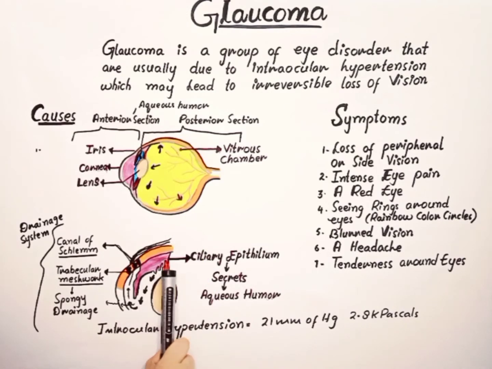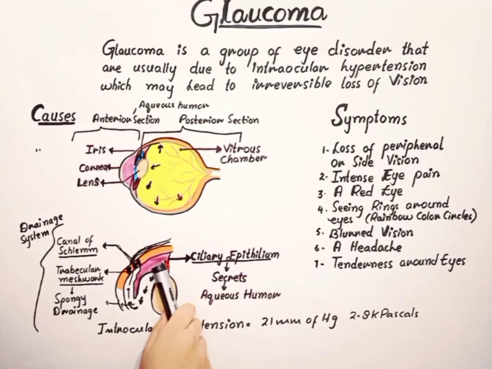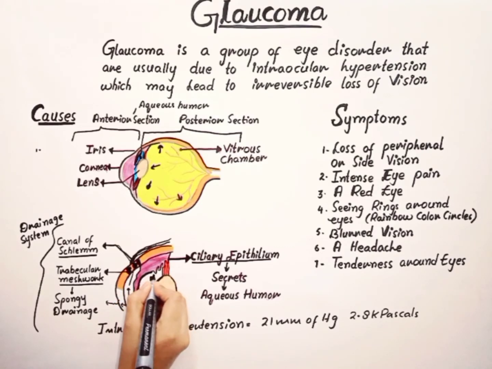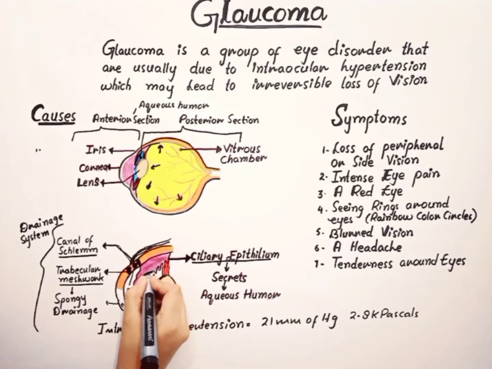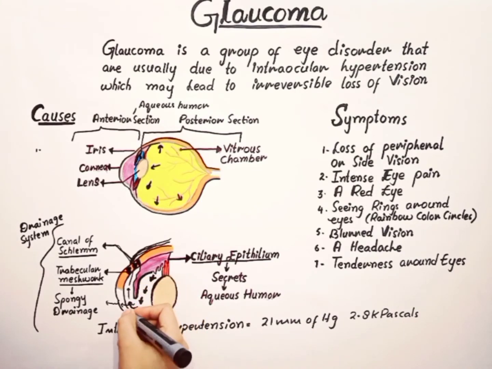Aqueous humor is actually a watery fluid secreted by the ciliary epithelium. Aqueous humor is produced in the posterior chamber, the space between the front of the lens and the back of the iris. You can see here the aqueous humor produced between the front of the lens and the back of this iris, and then this flows through the pupil into the anterior chamber.